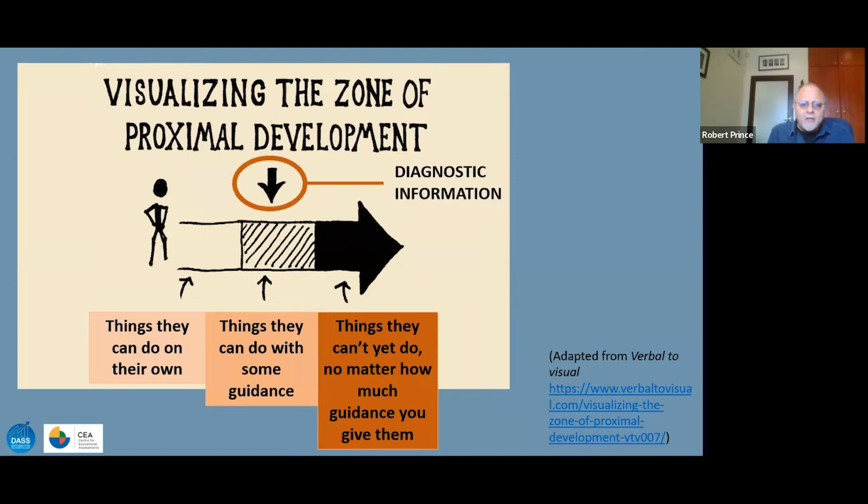So the focus is on this particular shaded region where diagnostic information can help us inform what kind of guidance we should be providing students to make sure that they are able to move towards the things they can do on their own, towards things they can do with some guidance, towards things they can't do yet. So that for me is quite an important part. And well, how do we get that diagnostic information? This is where the Know Your Students, Know Your Course report is a valuable instrument to provide that information.